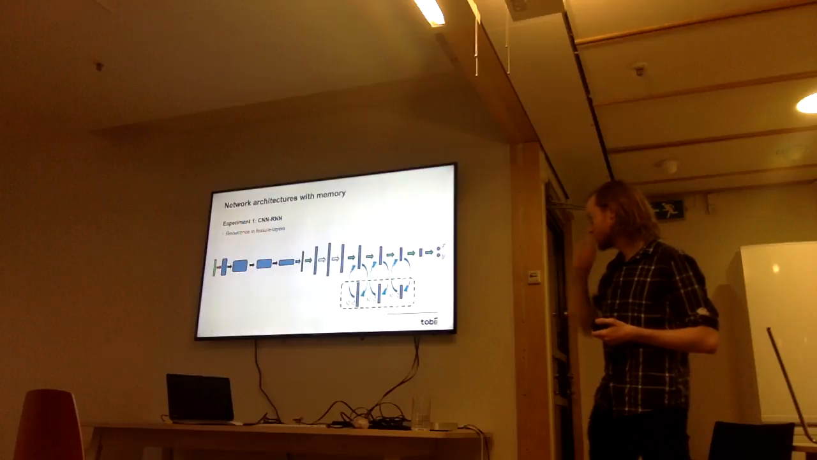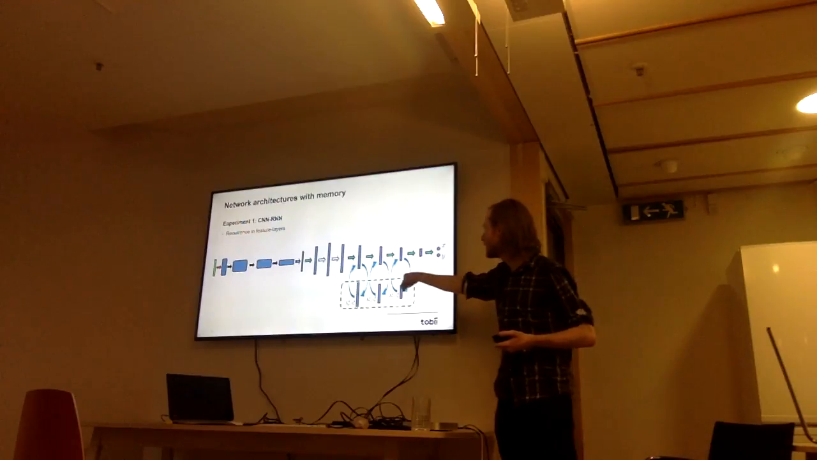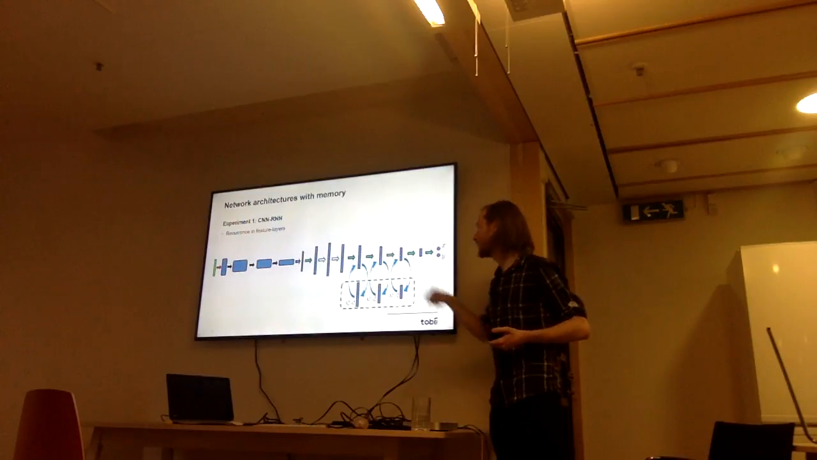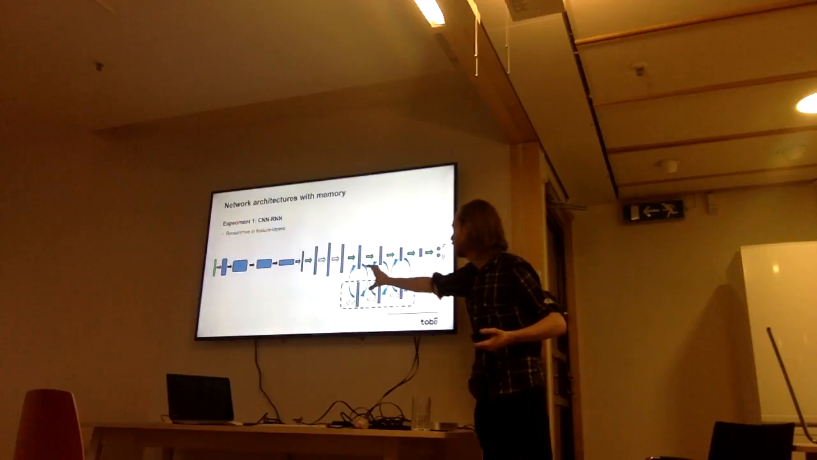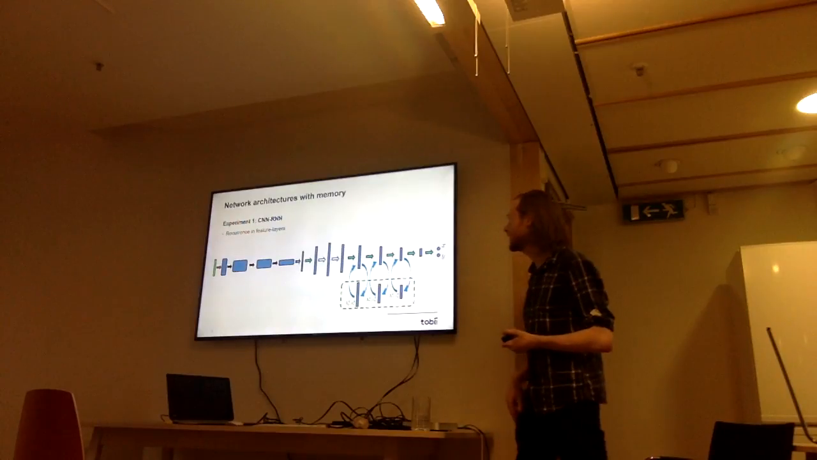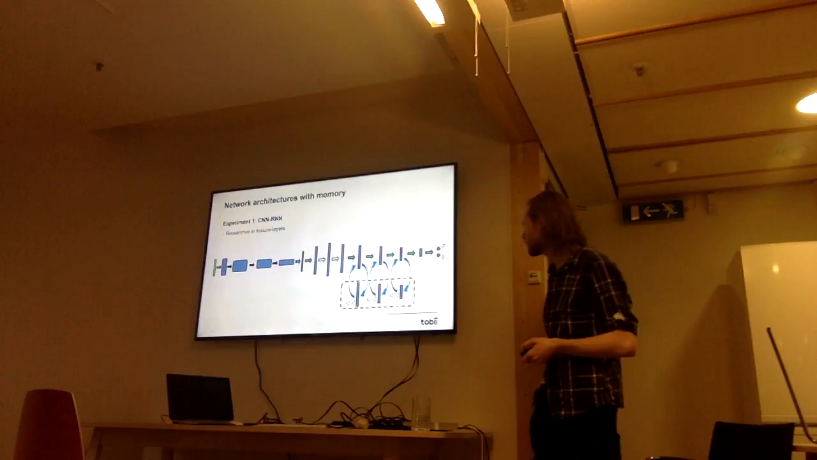But yeah, so the first experiment is to add memory to the fully connected part. So I took a few of the last fully connected layers and I added regular RNN cells.